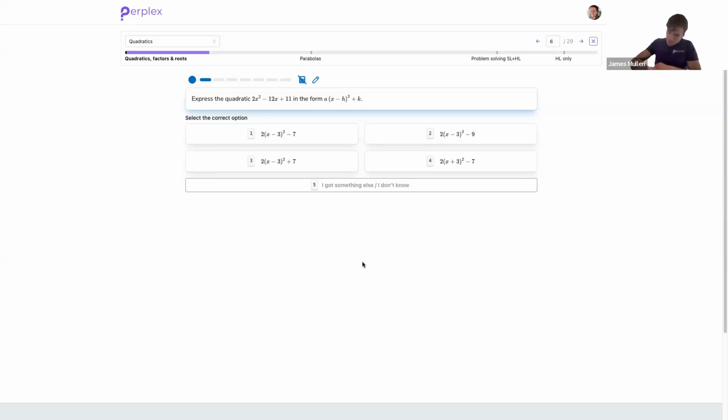Okay, again, I'm going to start by focusing on the 2x squared minus 12x. I'm going to factor out the 2, and that's 2 times (x squared minus 6x). If I want something that starts with x squared minus 6x, I can consider the expansion of (x minus 3) squared. The problem is when I expand (x minus 3) squared, I get x squared minus 6x plus 9. So I'm going to have to cancel out the 9 by subtracting 9. So 2x squared minus 12x is equal to 2 times (x minus 3) squared minus 18.